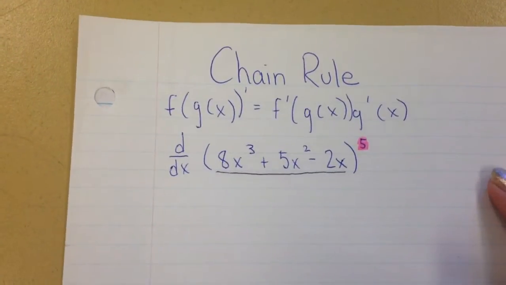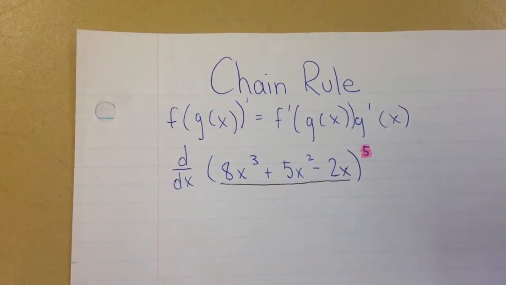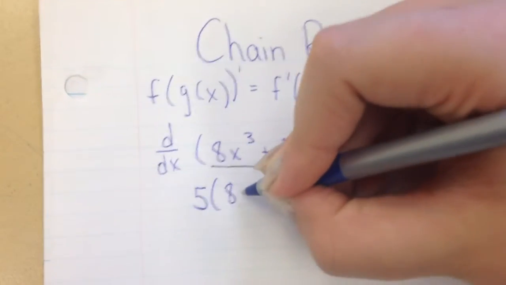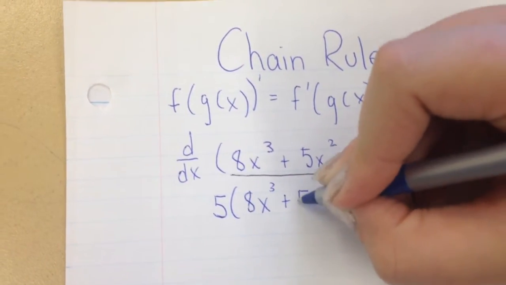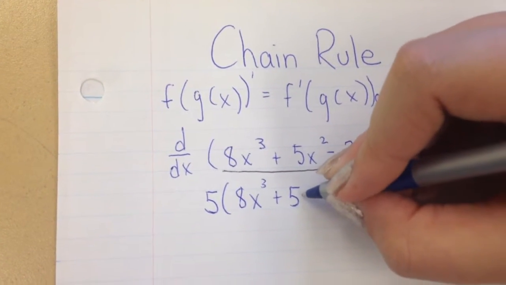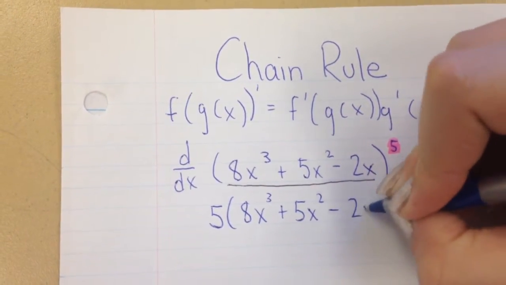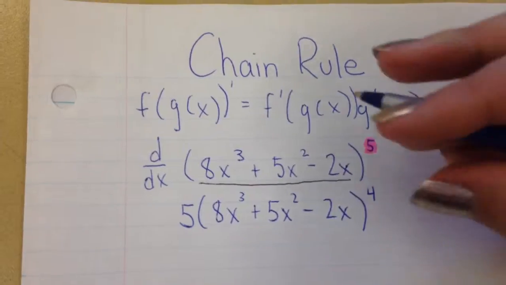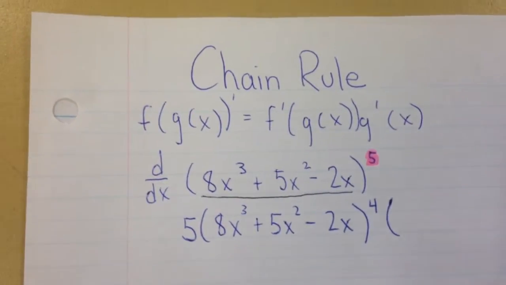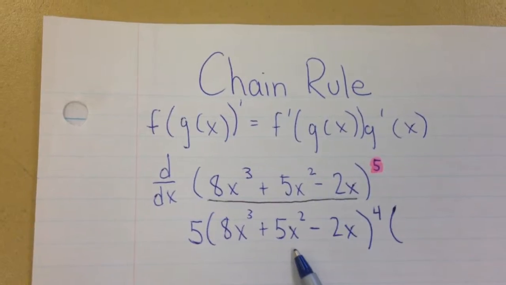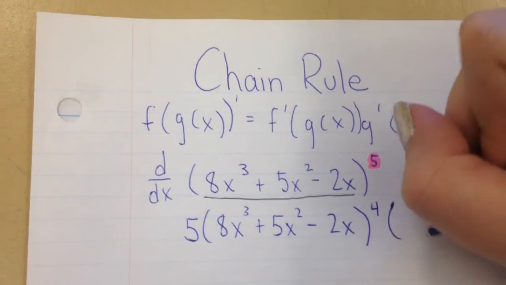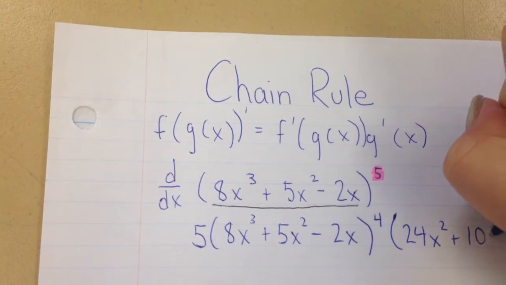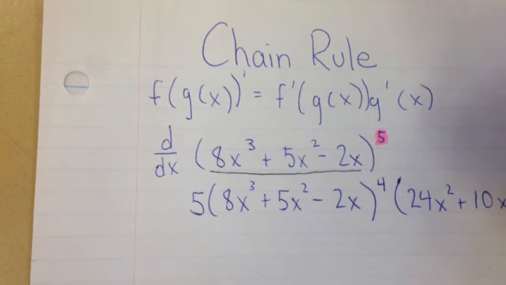So what we're going to do is take the derivative of f of g. We bring the 5 around to the front and multiply that by our g. So it's going to be 5 times 8x cubed plus 5x squared minus 2x. We make that to the 4th because we know in our derivative laws we have to do the exponent minus 1. Now we multiply this by the derivative of our g. That's going to be 24x squared plus 10x minus 2, since the derivative of 2x is just 2.